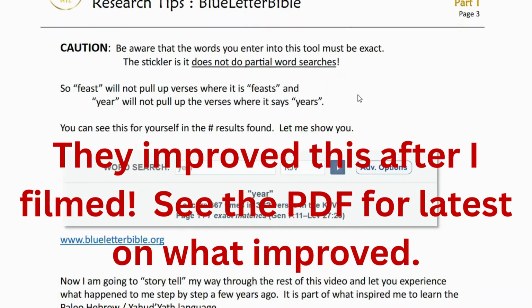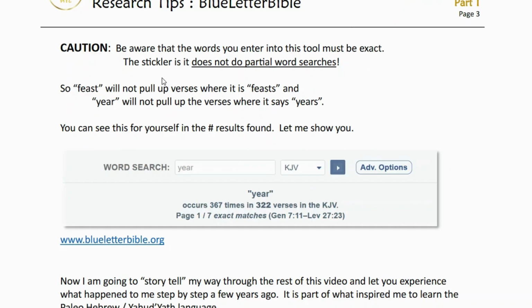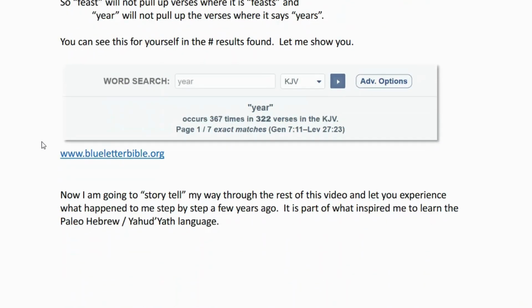Now I have a caution for you. Be aware that the words you enter into this tool must be exact. This is the stickler. It does not do partial word searches. So for instance, if you enter in feast, it will not pull up verses where it's feasts. And if you enter in year, it will not pull up verses where it says years. This is a challenge using this tool, but once I became aware of it, then I understood what I was dealing with, and so now I deal with it.